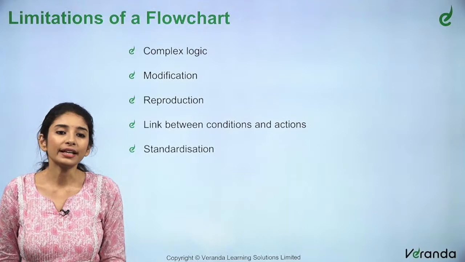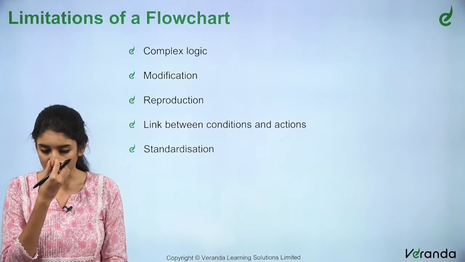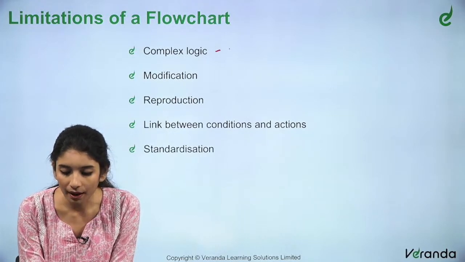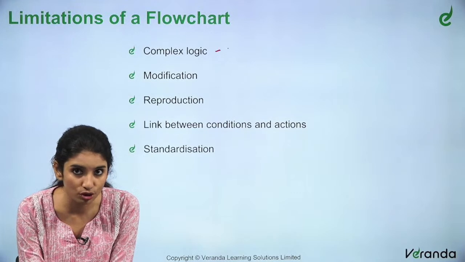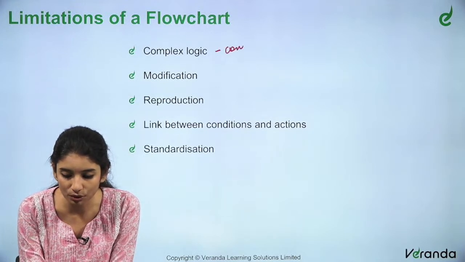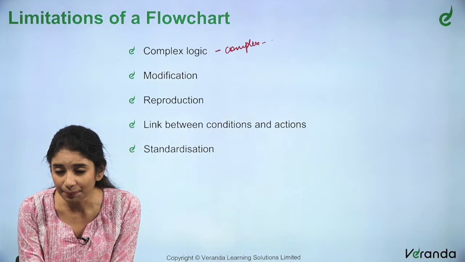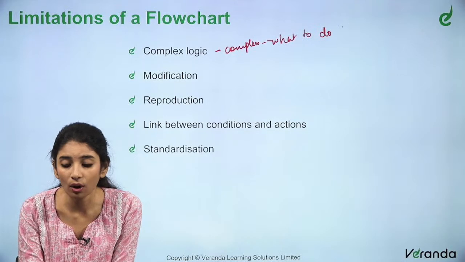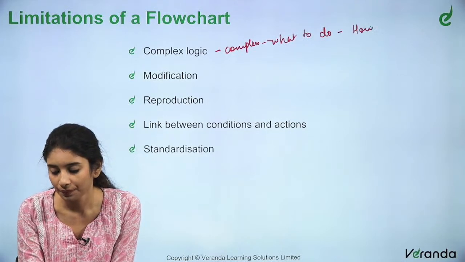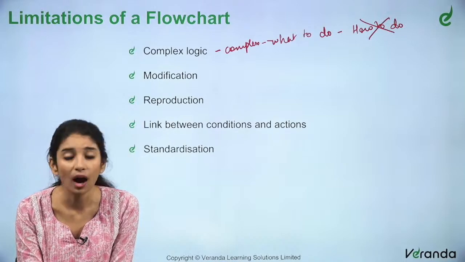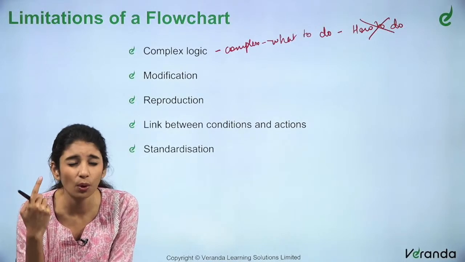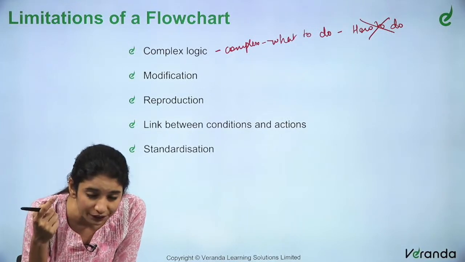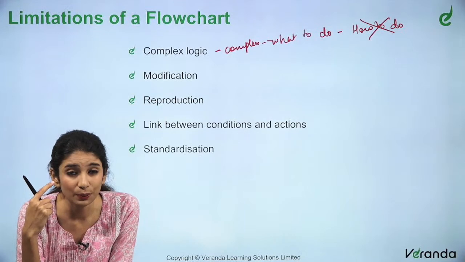Next is limitations of a flowchart. In case there's a complex logic, in case there's a very different complex problem to solve, I will keep thinking on what to do. I will forget the how to do because of a complex business logic. I don't know what to put. Should I put the input box first? Should I put the process box first? Should I put a counter first? Yeah, we go through that sometimes when the problem is difficult.